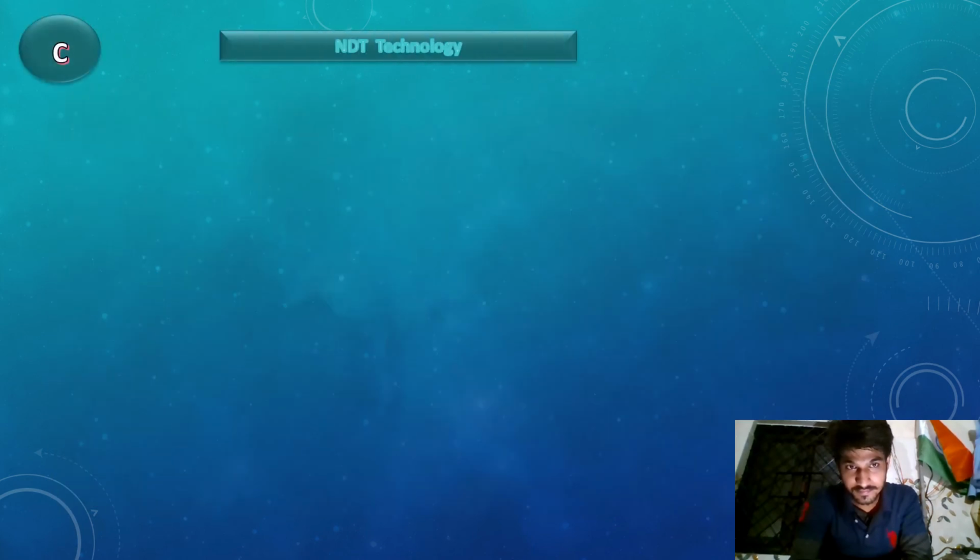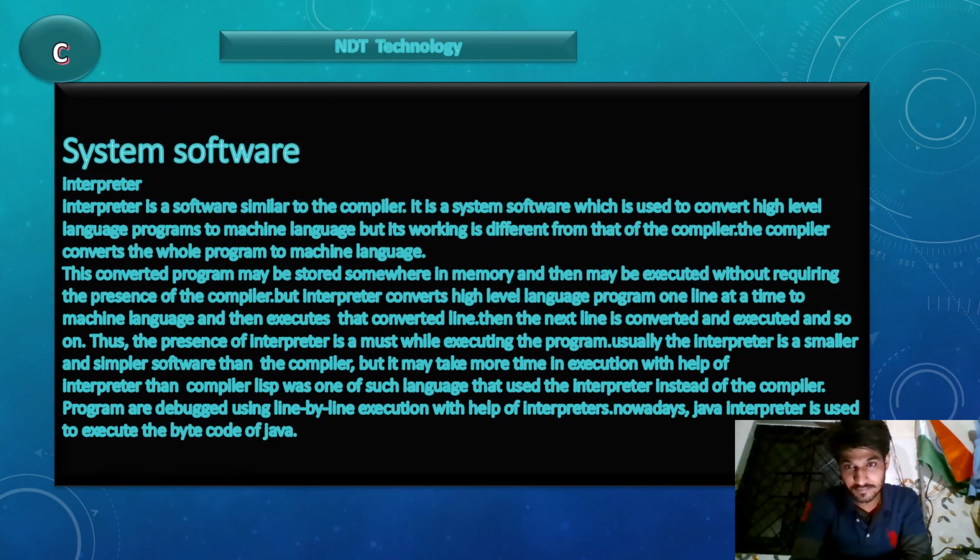Next, the interpreter. Its working is the same as a compiler, but with a little bit of change. There is a small difference between compiler and interpreter. What is an interpreter? It is a software similar to a compiler. It is a system software which is used to convert a high level language program to machine language, but its working is different from that of the compiler. The compiler converts the whole program to machine language. This converted program may be stored somewhere in memory and then executed without requiring the presence of the compiler. But an interpreter converts a high level program one line at a time.